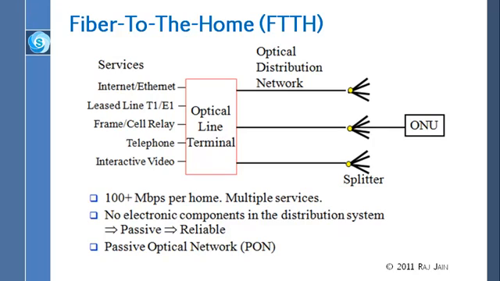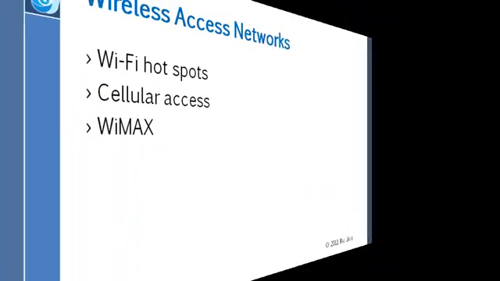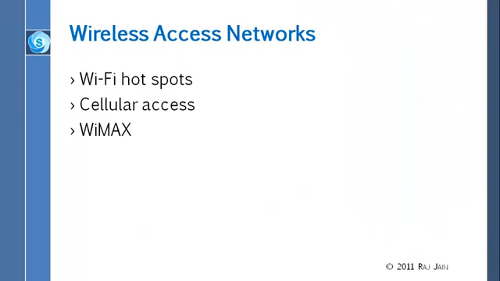And again, in other countries it's much more common. And again, the two countries that I keep telling you so many times are Japan and Korea. The next way to get to the network is wireless. And by wireless we have Wi-Fi hotspot, cellular access, telephone, or WiMAX.